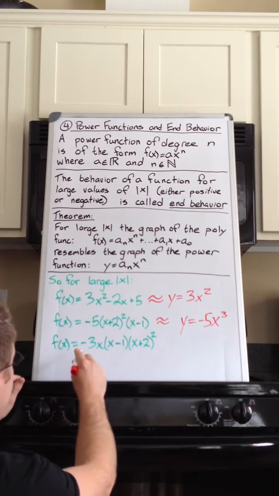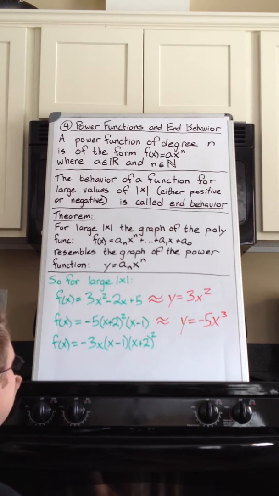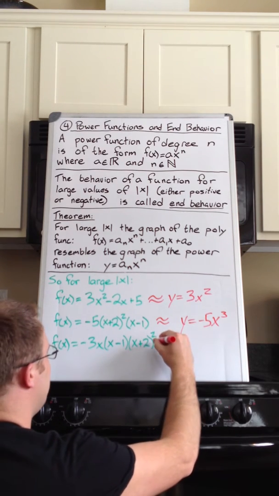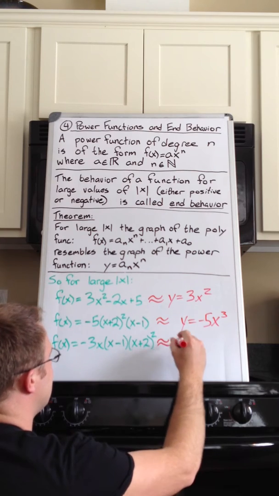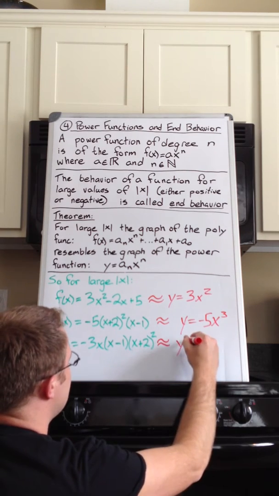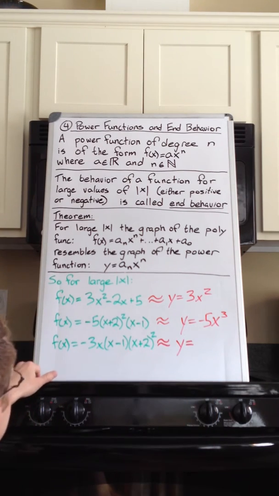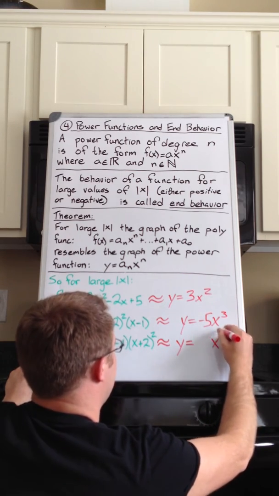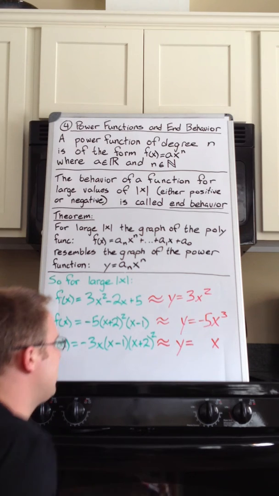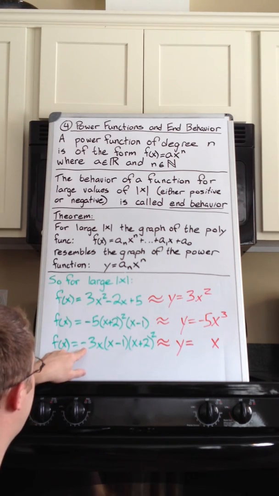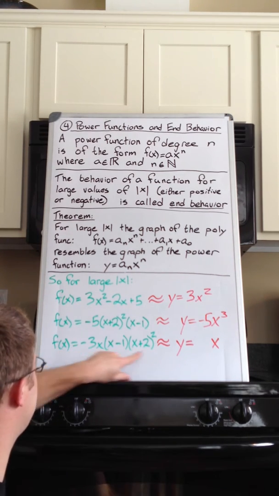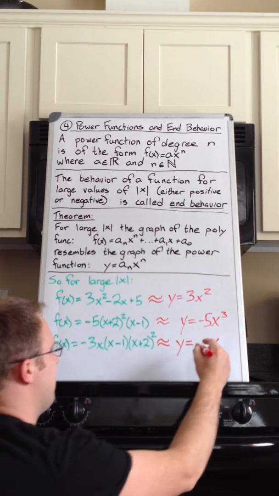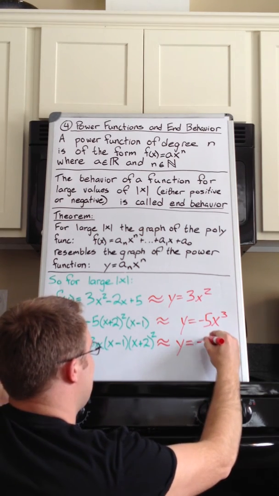Alright, finally same thing down here. The polynomial function negative 3x times x minus 1 times x plus 2 squared will resemble at the ends y equals, now we got to figure out the degree and the coefficient again. First let's do the coefficient this time. Negative 3 is the only constant that's being multiplied by all the x's. So the coefficient will be negative 3.